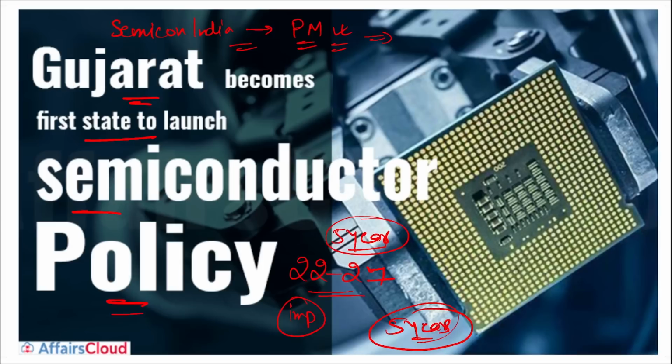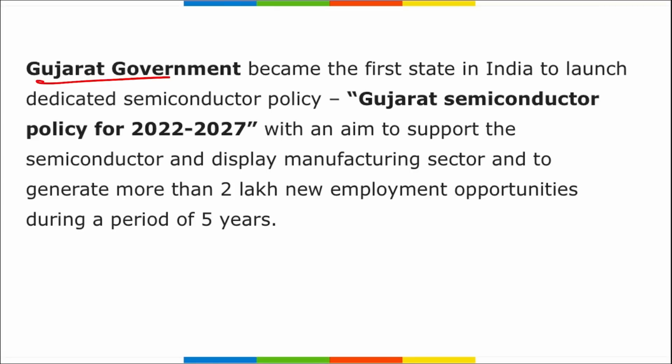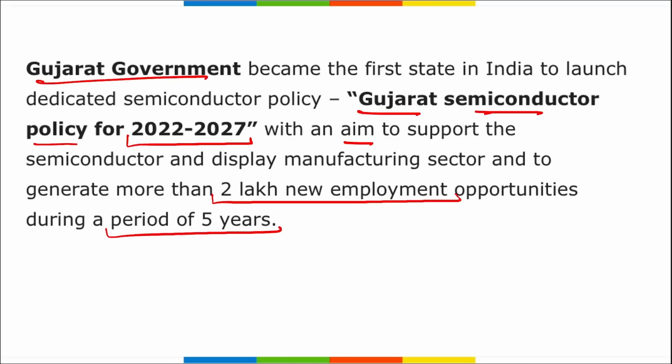Alright, also remember, Gujarat has proposed to develop a special semicon city as a part of the Dholera Special Investment Region in Ahmedabad. The major objective is to make Gujarat a pioneer in developing electronic system designs and manufacturing. So the Gujarat government launched this Gujarat Semiconductor Policy for 2022 to 2027. The aim is to generate 2 lakh new employment opportunities during a period of 5 years.